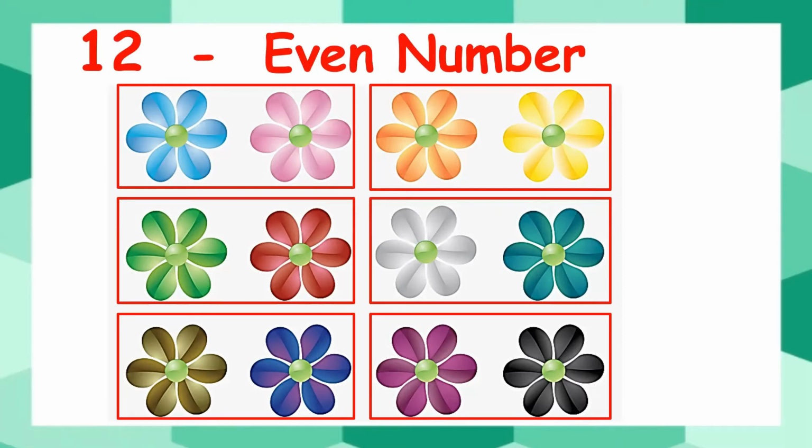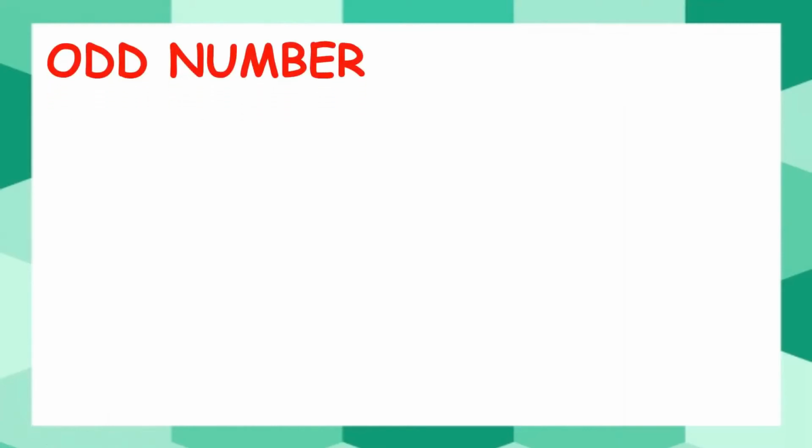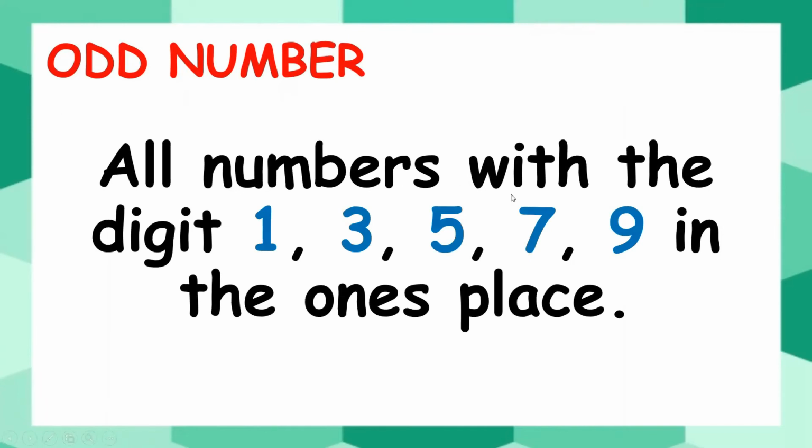Okay, understand? Very good. Now, let us understand also the meaning of odd number. So, all numbers with the digit 1, 3, 5, 7, and 9 in the ones place, that is called an odd number. Again, all numbers with the digit 1, 3, 5, 7, or 9 in the ones place, that is called an odd number. Let us see an example.